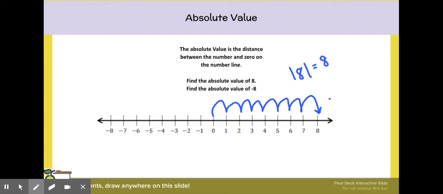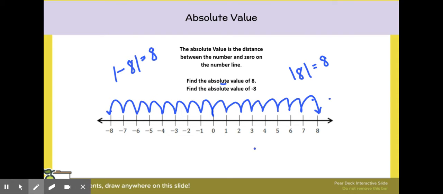Now, if I also want to find the absolute value of negative 8, so it might look like this on your homework. The absolute value of negative 8 is how many jumps, or what the distance is, of negative 8 from 0. So if I start at 0, how many jumps do I have to do? 1, 2, 3, 4, 5, 6, 7, 8. The absolute value of negative 8 is 8 because it's how far it is from 0. It's 8 jumps away. Notice that both 8 and negative 8 have the same absolute value. They both are positive 8.